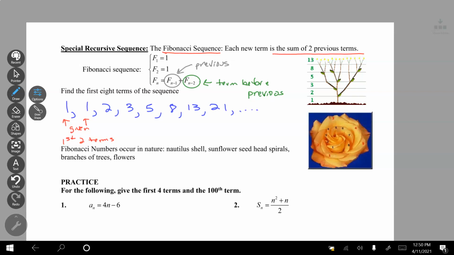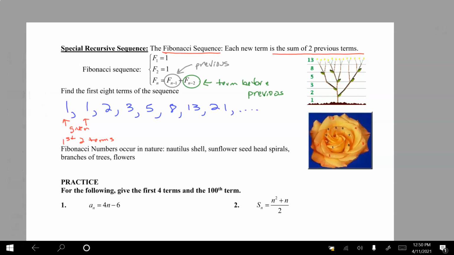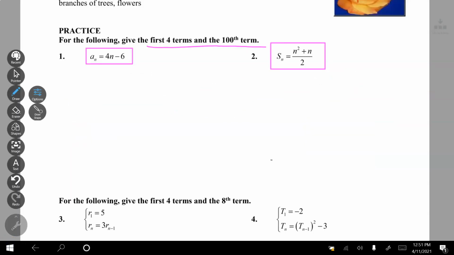A very special pattern. Happens in nature all the time. You can see the way the branches are splintering off. You can see the petals on the flower. There's just many ways in nature that occurs because, you know, math is nature, nature is math. So we're going to practice some problems.